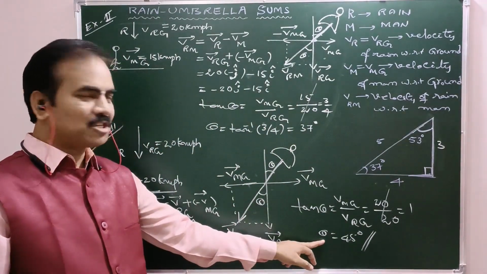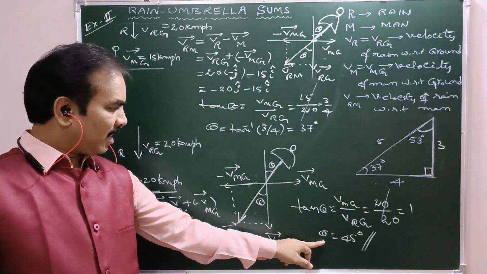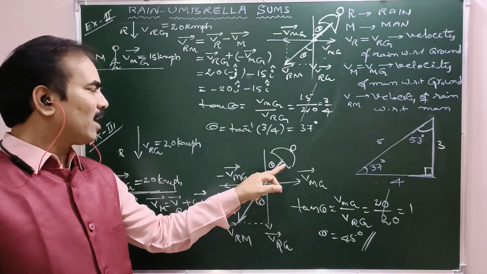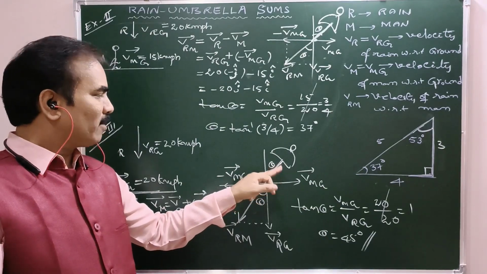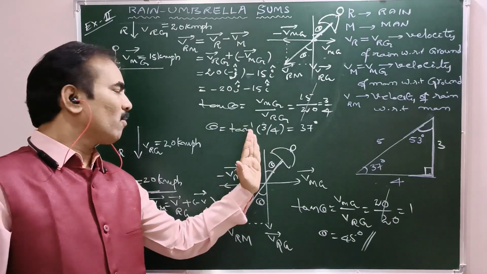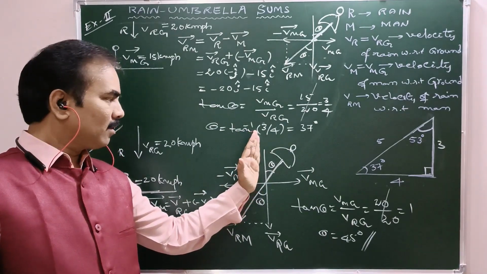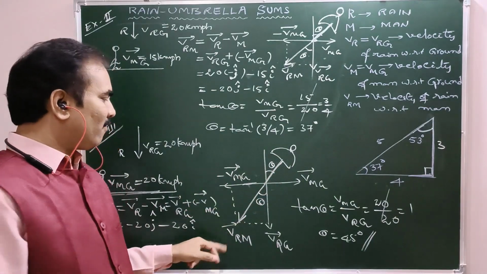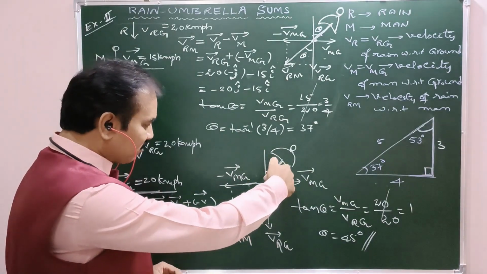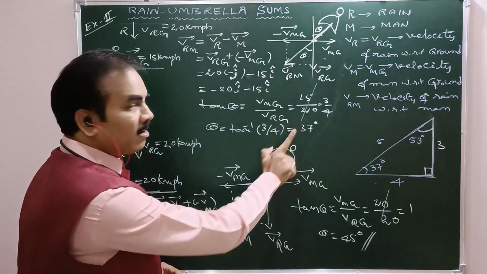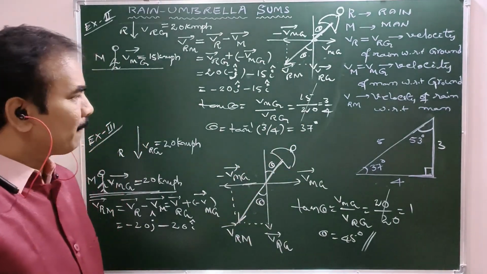So this is the direction, right, in which you must hold this umbrella. Means umbrella is to be held such that making an angle 45 degrees with upper vertical, right? Of course, it is along the same line of VRM but opposite to VRM. Why? Because VRM is along this way, umbrella is opened along that way, but same line. Okay, right?